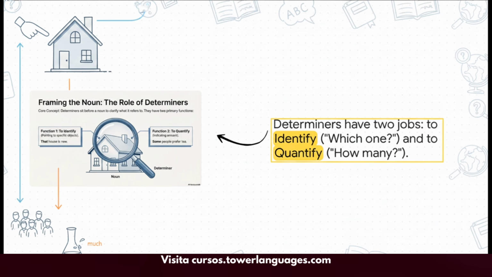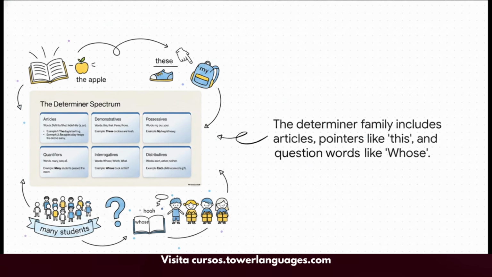See? Simple, right? Now, determiner isn't just one type of word. It's a whole family of words. You've got your everyday articles like a and the. You have specific pointers like this and that. And you even have words that ask questions, like, whose book is this?